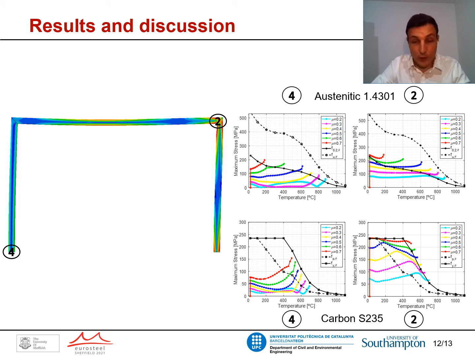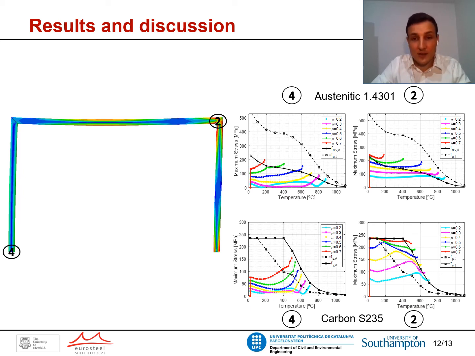In fact, the figures on the right show the stress evolution of the most stressed cross-section, cross-section number 2, the right zone, and the least stressed cross-section, cross-section number 4, the left upper. The upper figures are for stainless steel, while the lower figures are for carbon steel. As can be seen, for higher degrees of utilization, the initial stresses are higher.